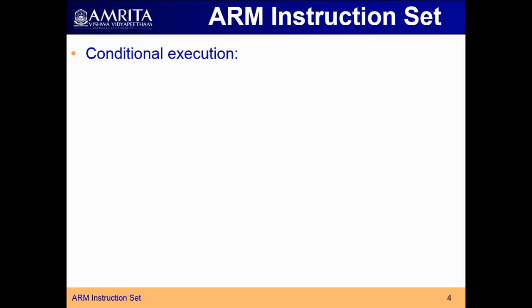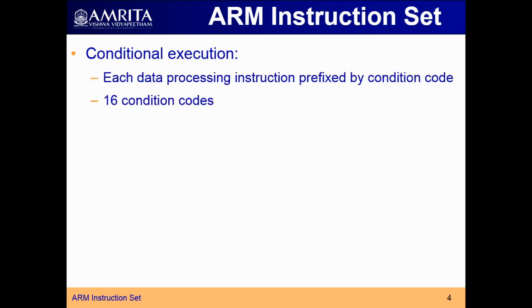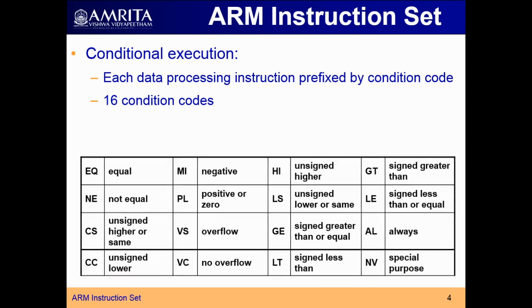So we'll see some more details of the conditional execution. Each data processing instruction can be prefixed by a condition code. So what are condition codes? There are 16 condition codes available in ARM instruction set. These are the 16 condition codes. What do you mean by these condition codes? Before seeing that, we will try to explain with an example.